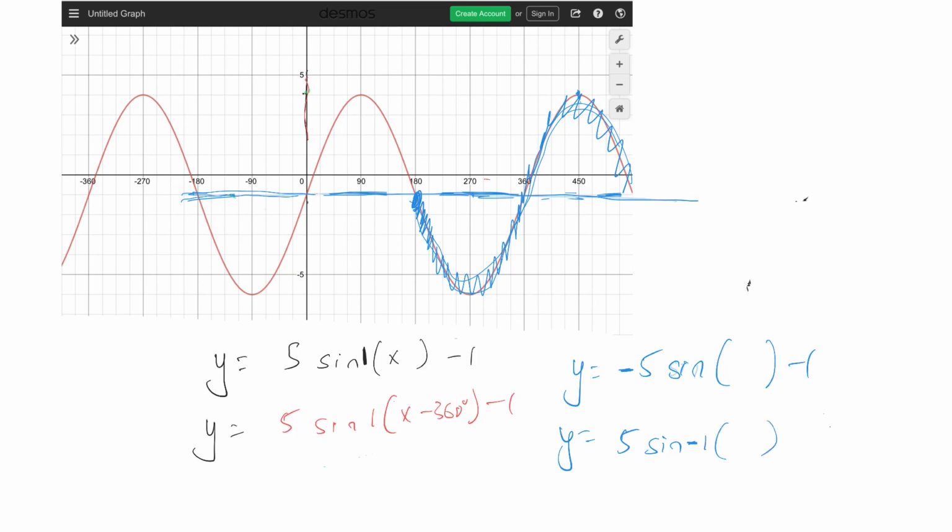And in this case, we do have a shift. What's the shift? Usually sine starts here, but now we are shifted 180 to the right. In other words, x minus 180 degrees. So here we have four different looking equations, but they represent the same curve.